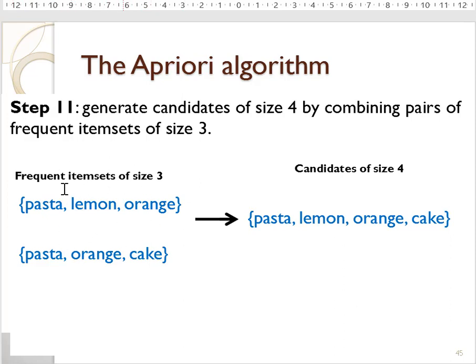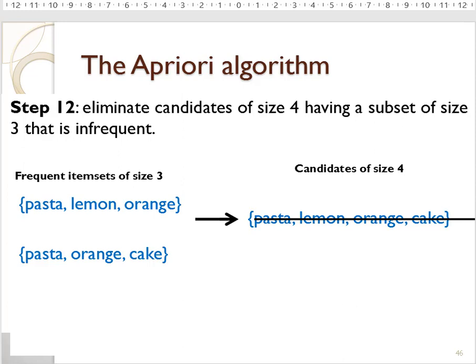So we'll combine them together to generate some candidate of size 4 that might be frequent. So here we have pasta lemon orange cake. So we continue. Step 12. We apply property 2. We look at the subsets of size 3. All of them are frequent or not.